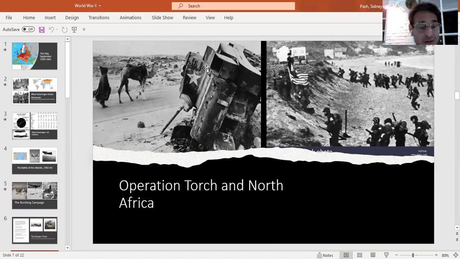But the campaign in North Africa and the landings are codenamed Torch. So the Torch landings in 42, which you see here, are successful. The campaign in North Africa is successful. And in May of 1943, the Germans are pushed out of North Africa.